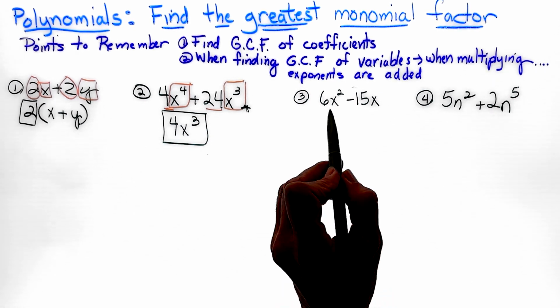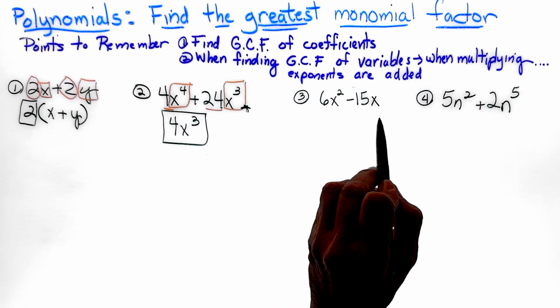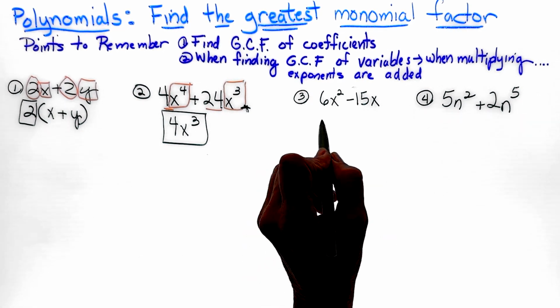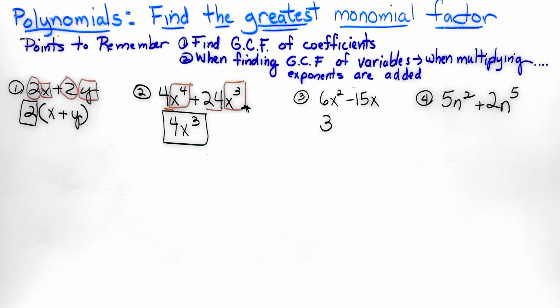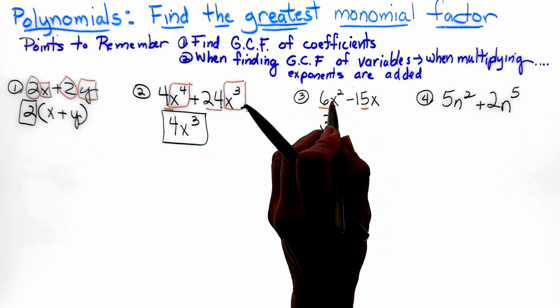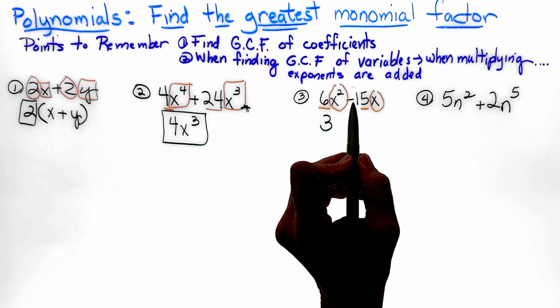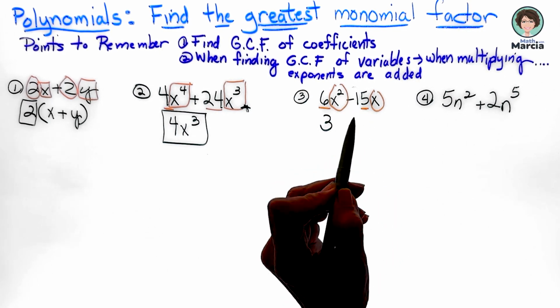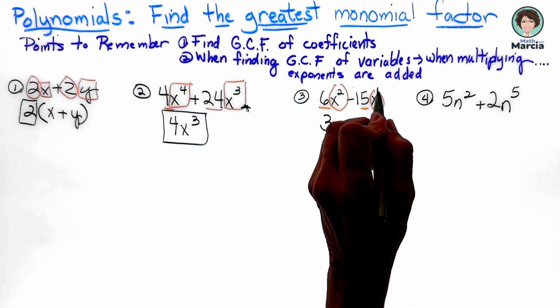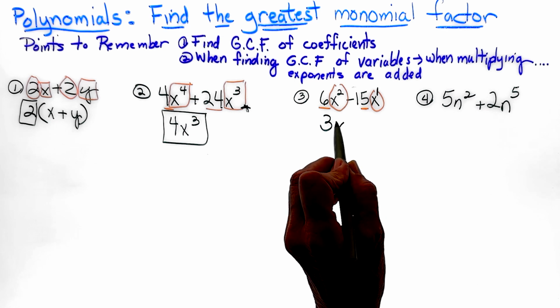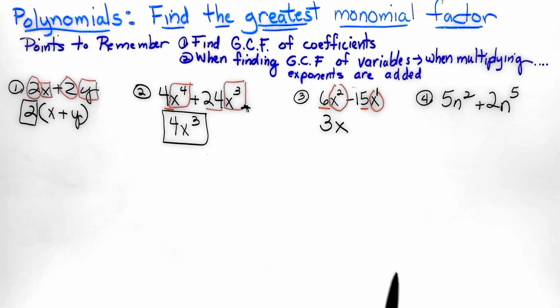For number 3, we have 6x squared minus 15x. Well, for the numbers, I know that 3 would be the greatest common factor for the coefficients. And now when we're looking at these variables, remember, we have an x squared, and this is actually x to the first power. So I will take the smallest, and so the greatest monomial factor is 3x.